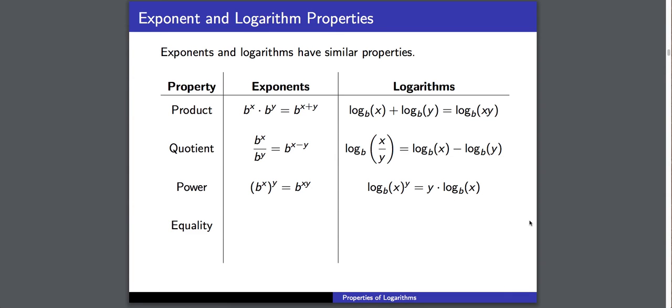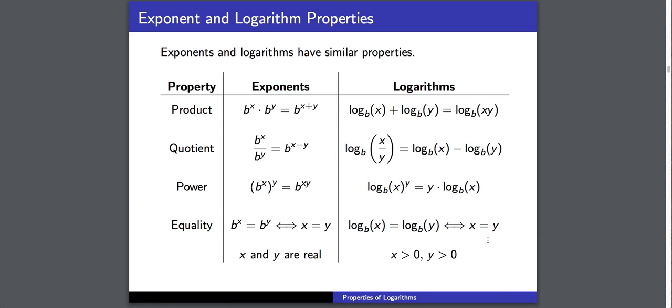Our equality property says that if we have two exponential expressions with like bases equal to each other, that's going to imply that the exponents have to be equal to each other. And x and y can be any real number. With logarithms, if we have two equal logarithms with the same base, that's going to imply that the arguments, x and y, are going to be equal, with, again, the condition for the domain of logarithms that x is greater than 0 and y is greater than 0.